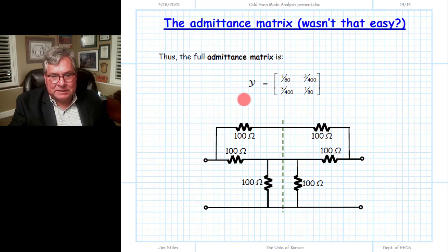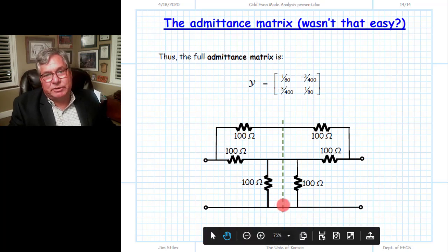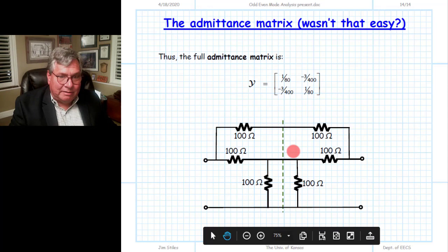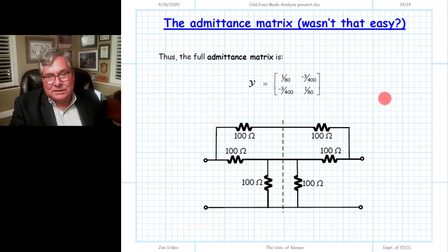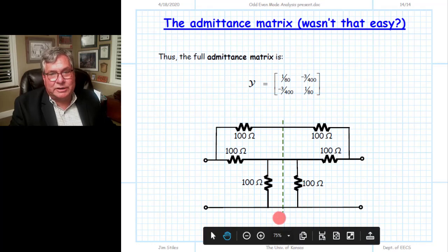So, putting the pieces together, this is our full admittance matrix for this two-port device, and I sort of facetiously say it wasn't that easy, and certainly it was from the standpoint that if we were to go over here and change even one of these values, let's say change this 100 ohm resistor to 200 ohms and leave this 100, then we've destroyed the symmetry of our circuit, and finding the admittance matrix for that circuit would be exceedingly difficult. We couldn't apply any of the symmetry ideas that we just got through talking about. We couldn't split our circuit into two half pieces.